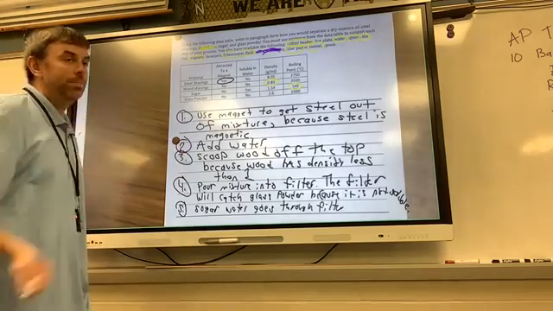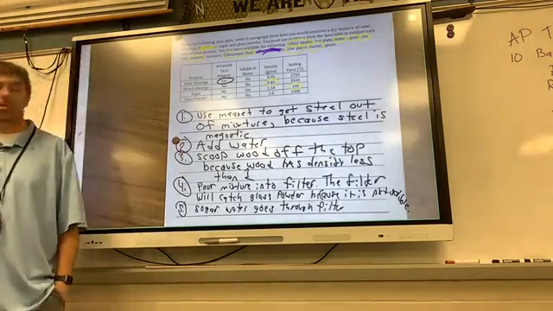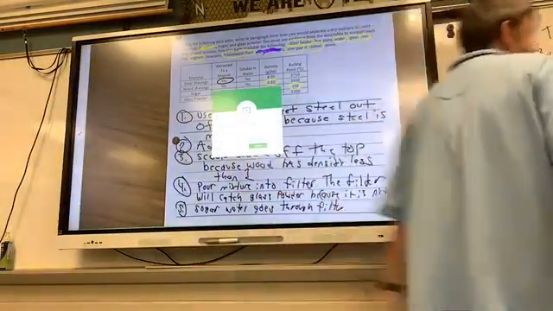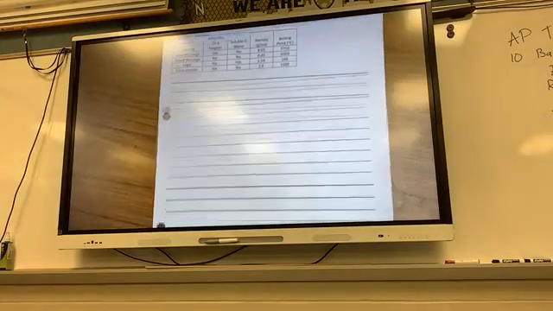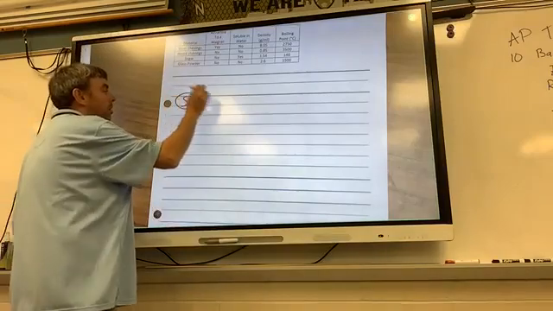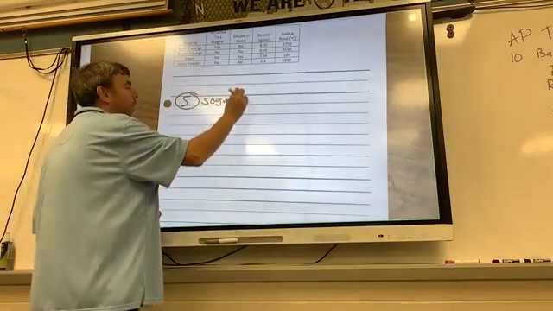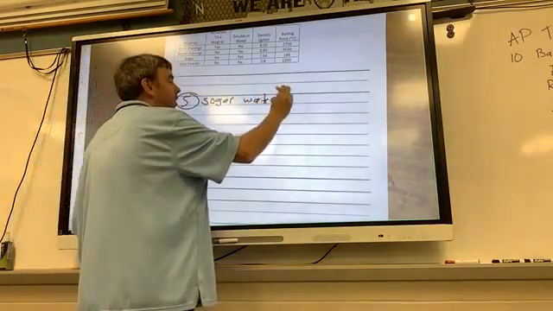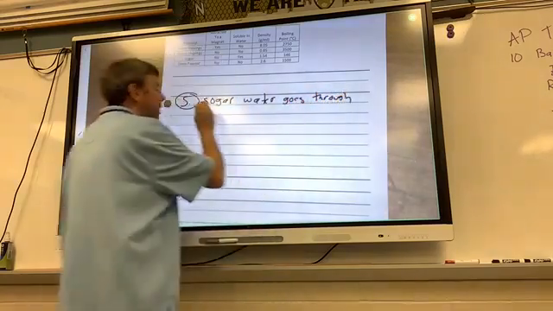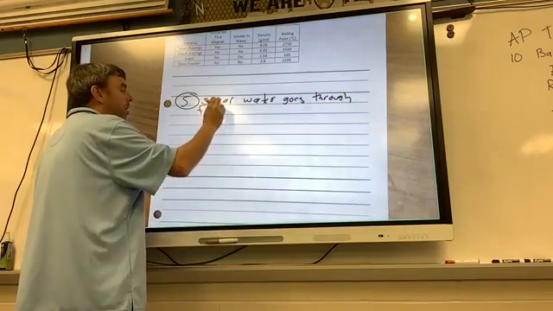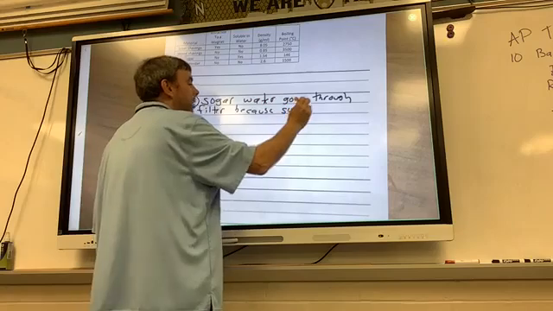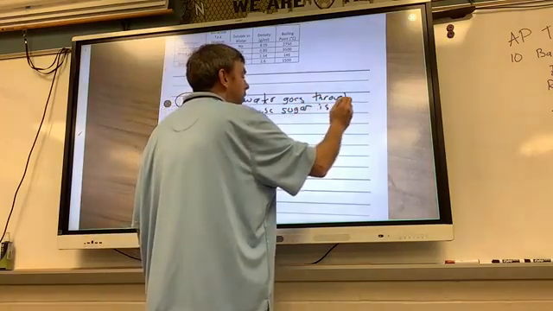I got to move mine up. Are you guys caught up? Can I move mine up? Okay. We're going to catch up at step 5. Step 5, sugar water goes through filter because sugar is soluble.